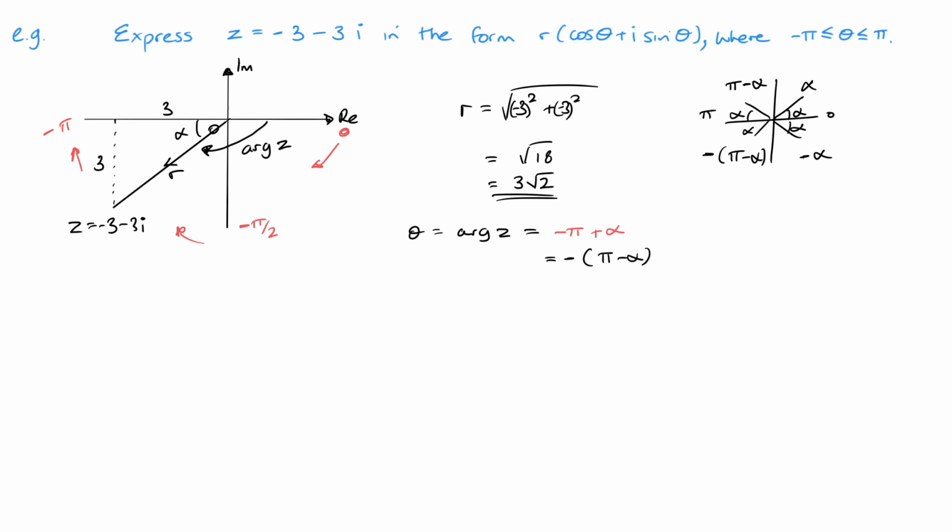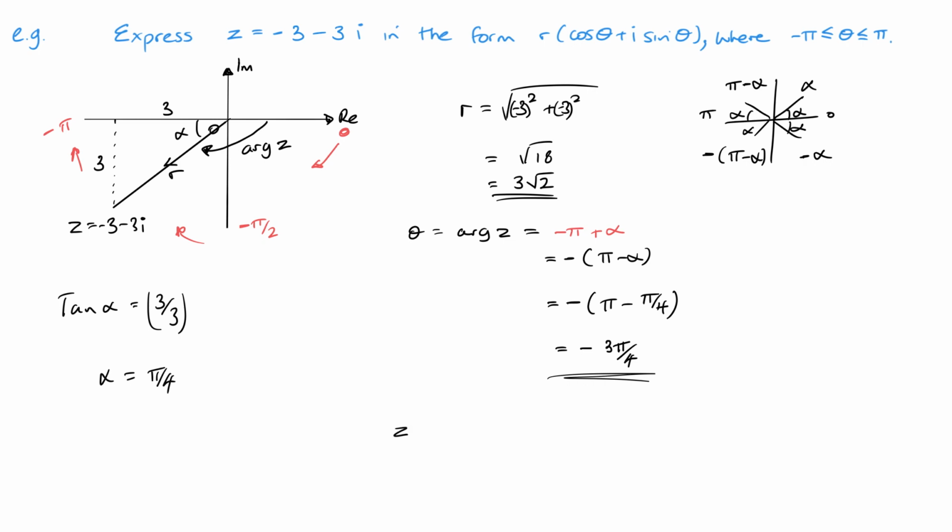Anyway, let's work out what alpha is. So tan alpha is going to be 3 over 3, isn't it? Opposite over adjacent. So alpha is pi by 4. So we've got minus pi minus pi by 4. So that's going to be minus 3 pi by 4.